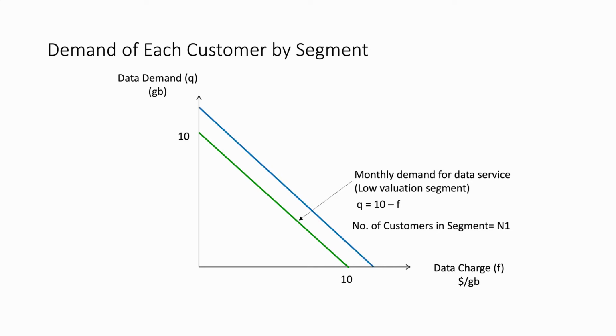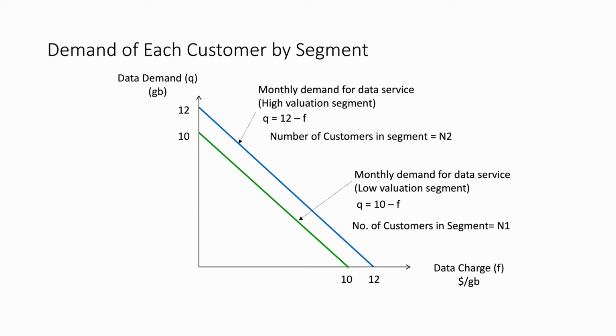The second line is the demand for the high value segment. The high value segment customers have a demand curve of Q equals 12 minus F. They value data usage a little bit more. They use more data. When the small f is 0, when you don't charge them for data usage, Q is equal to 12. So they use a little bit more data. And the number of customers in the high value segment is N2. So these are the two demand curves we're looking at.